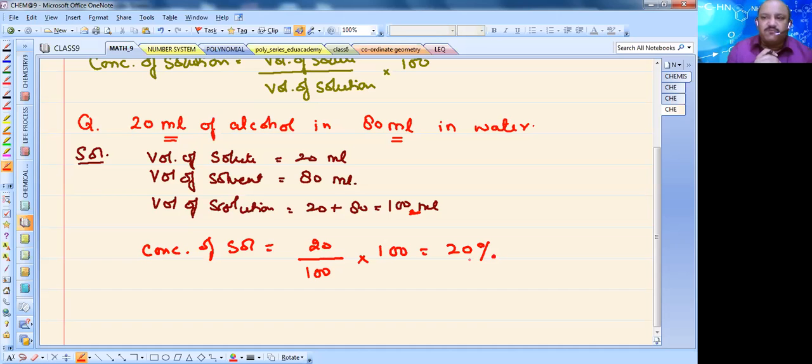So in this example, what we have seen is that if both solute and solvent are in liquid state, we will find the concentration by finding the volume of solute upon the volume of solution into 100. So in this example, I think it is clear. So you do practice some more questions based on it so that the concept will be more clear.